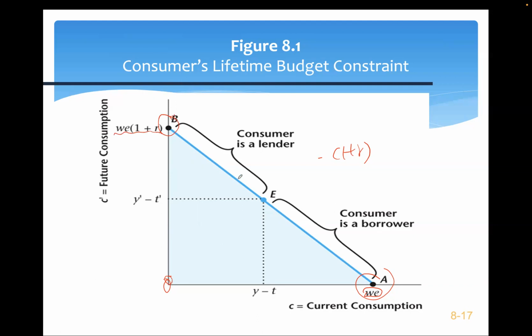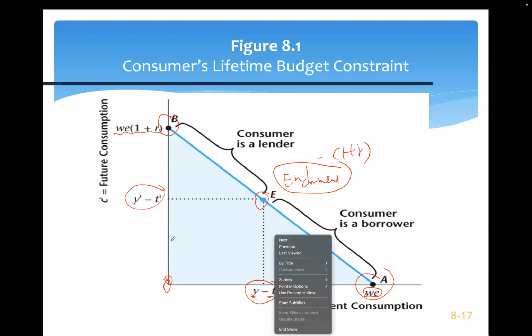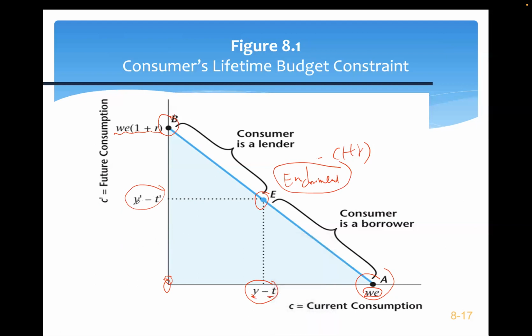And in the middle, we have a point we call E. Actually, this E stands for endowment, meaning this is what you were given. So this is what you're given today and then tomorrow. Today you have income minus tax. That's your disposable income. Similarly, tomorrow you have Y prime and T prime, so it's also your disposable income, right?